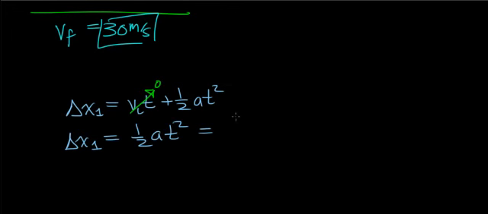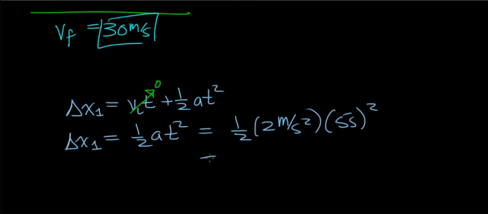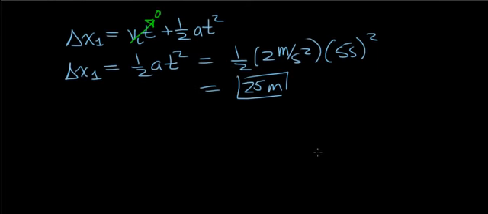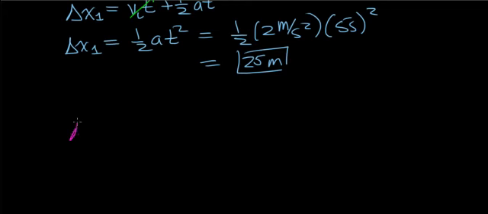In this first case, the acceleration over the first 5-second interval of time is 2 meters per second squared, times a change in time of 5 seconds, squared. What you should see is that 1/2 of 2 meters per second squared works out to be 1, times 5 seconds squared works out to be 25 meters. And that's the change in distance over the first 5-second interval of time. Now to find delta x2, we use the same equation.